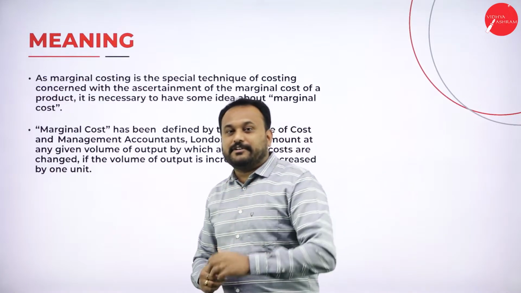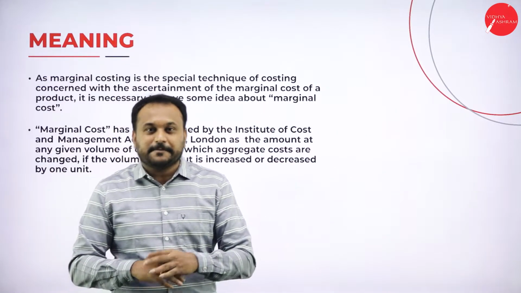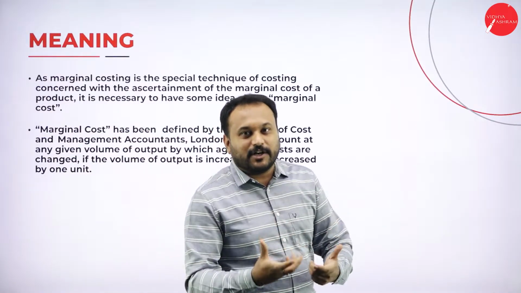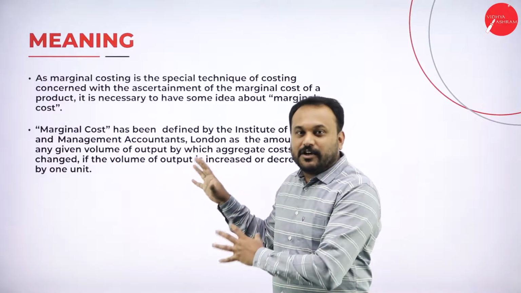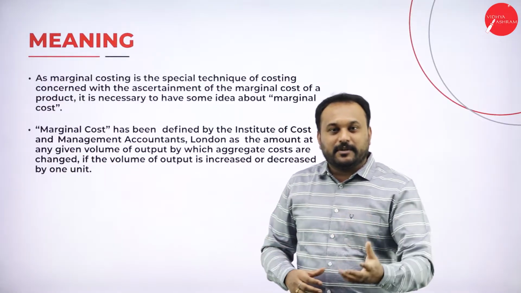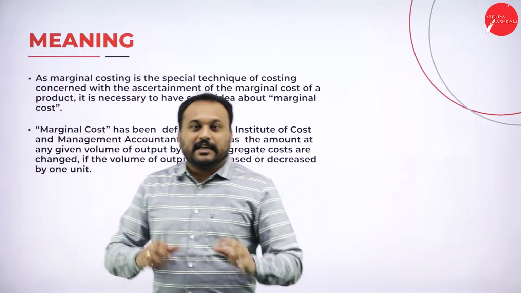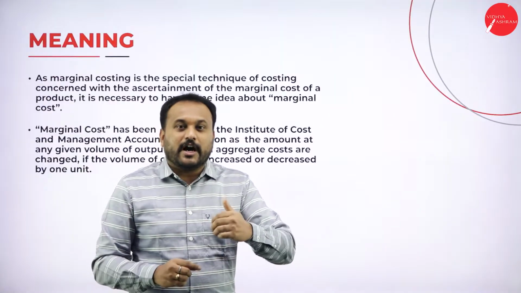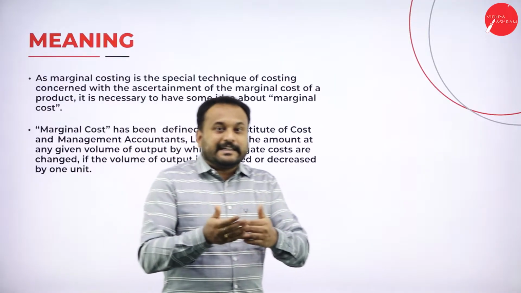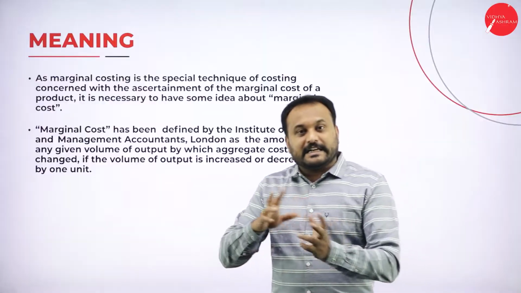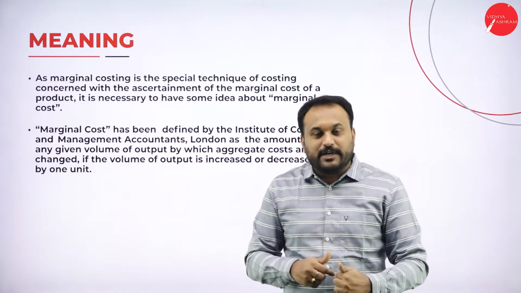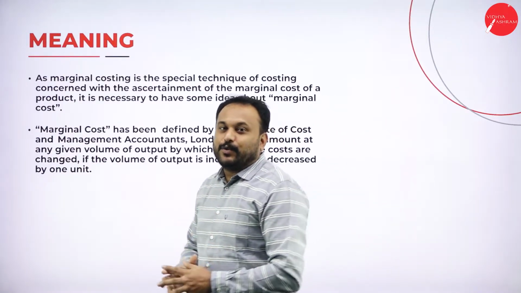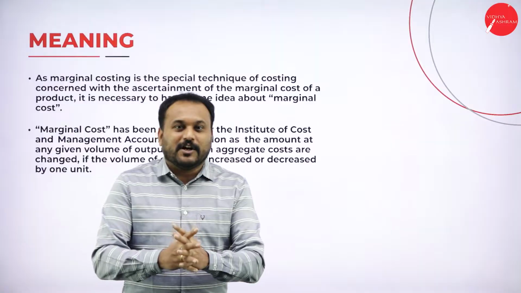Variable cost, we have done it in our flexible budget, isn't it? What exactly is variable cost? The cost which will change is the variable cost. So here we have marginal costing, which will ascertain the variable cost or marginal cost. That means if there is a single unit addition to it, or you produce it or you deduct it, whenever you increase one unit or decrease one unit, there will be a change in the cost. To understand that, we use this technique called marginal costing.